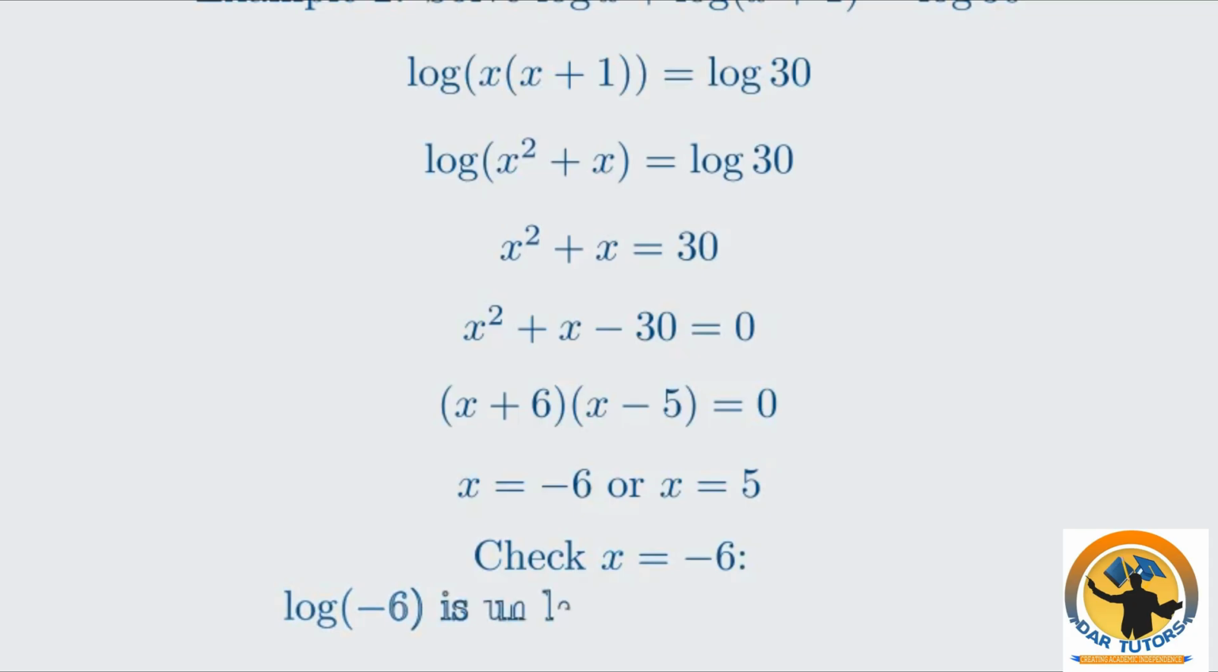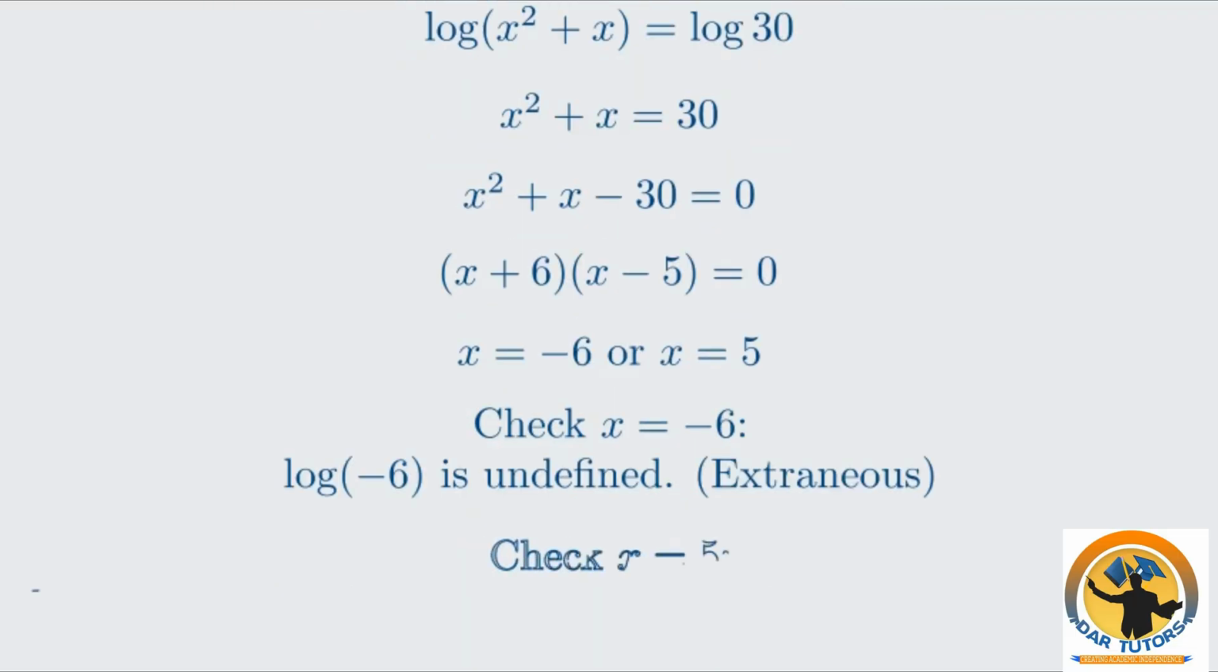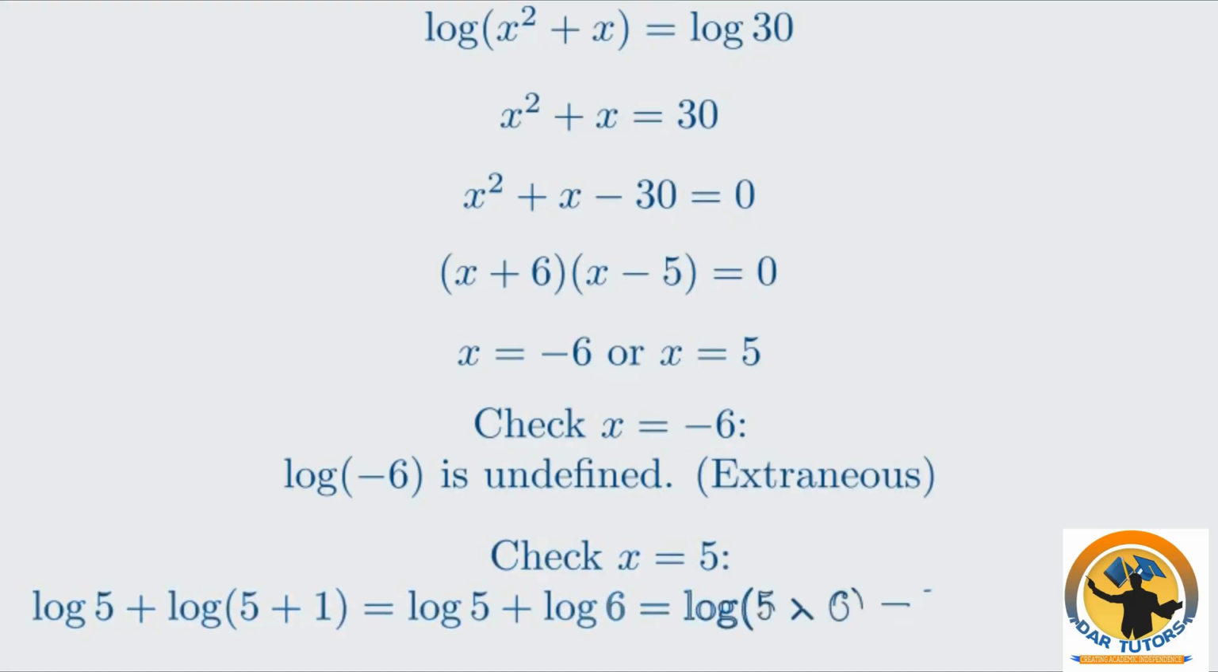If we substitute x equals minus 6 into the original equation, we get log of minus 6, which is undefined. So x equals minus 6 is an extraneous solution. If we substitute x equals 5, we get log of 5 plus log of 6, which is valid. So the only solution is x equals 5.